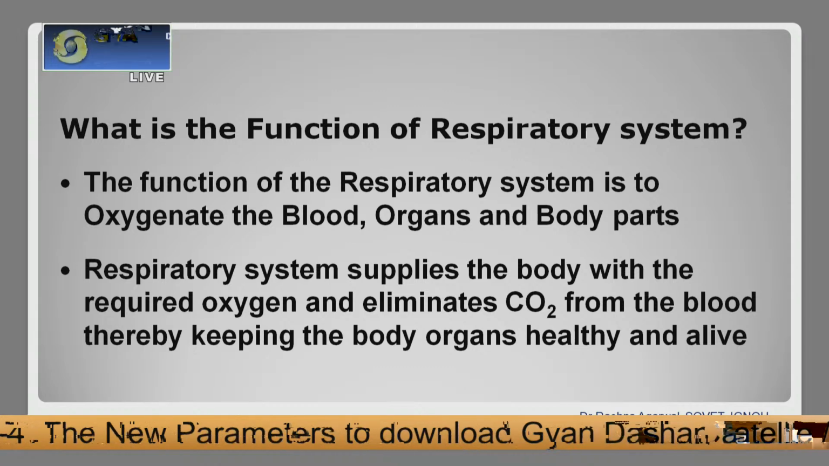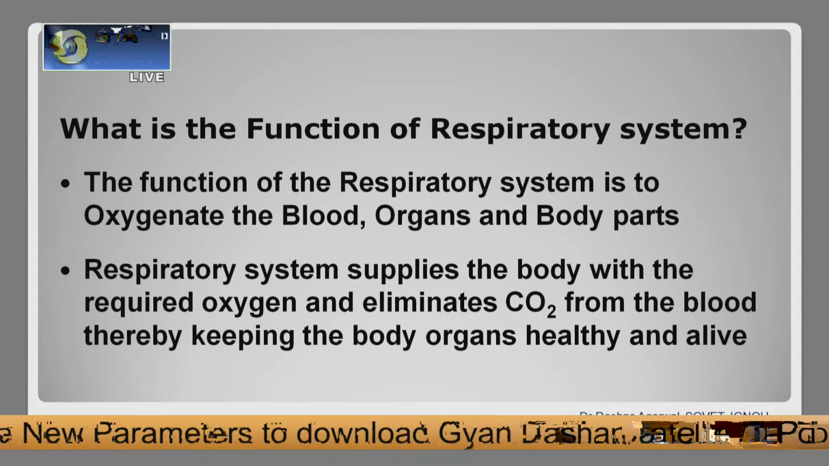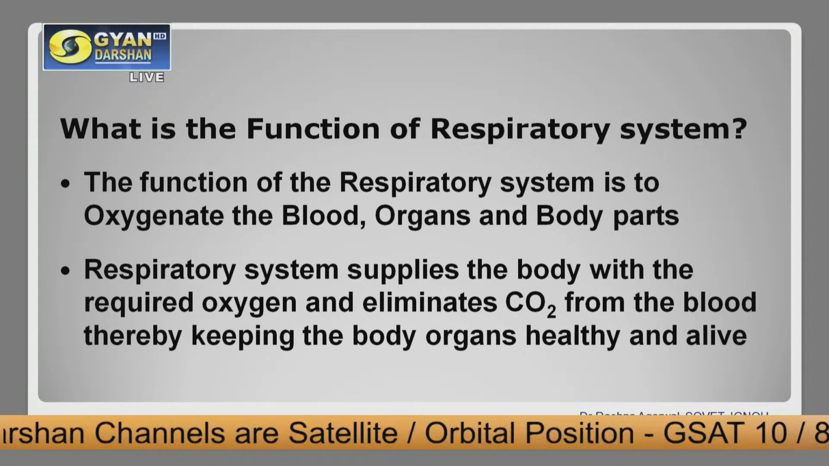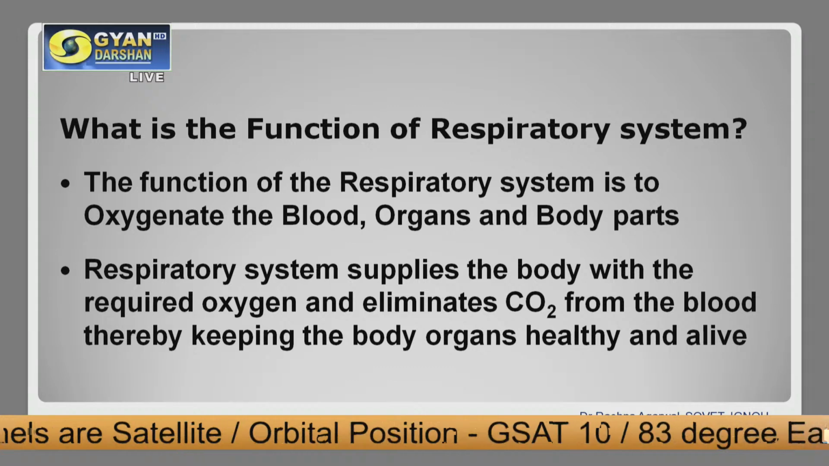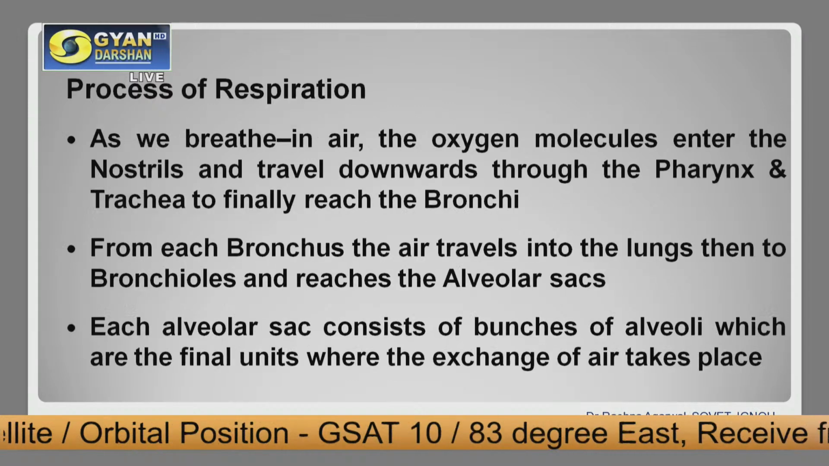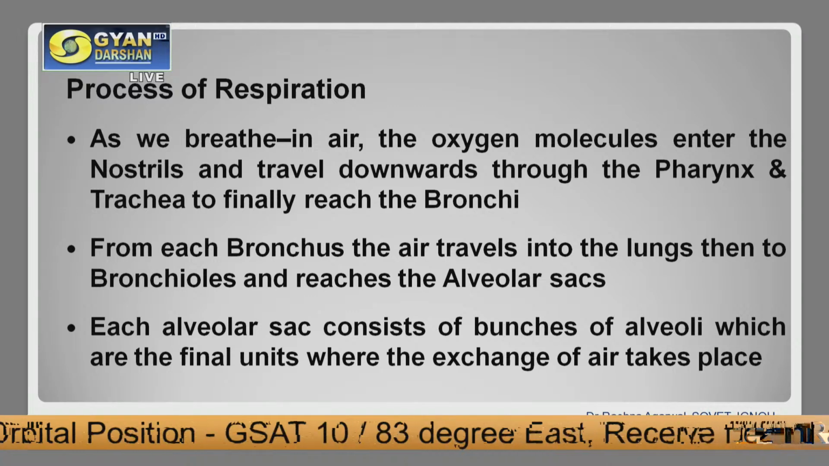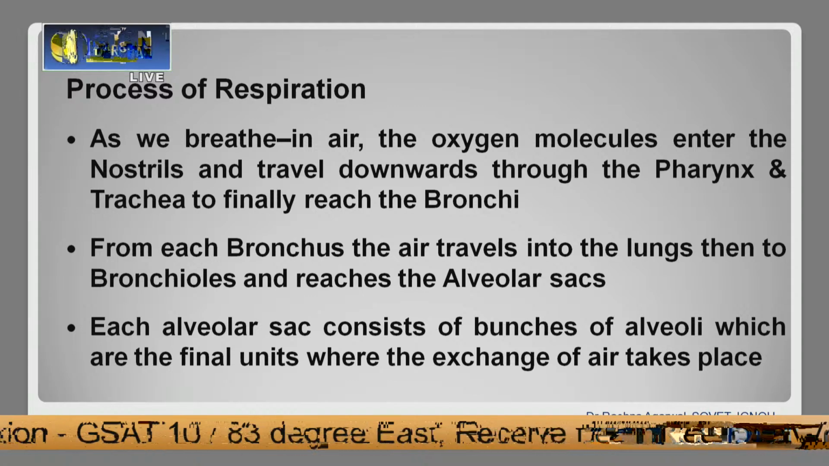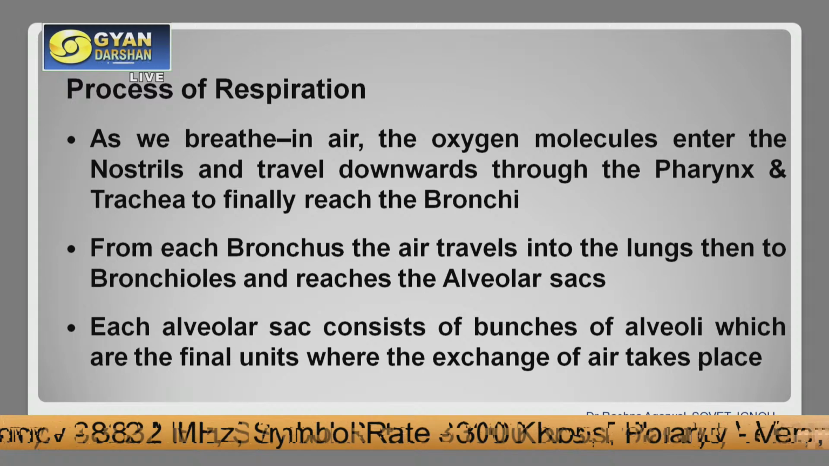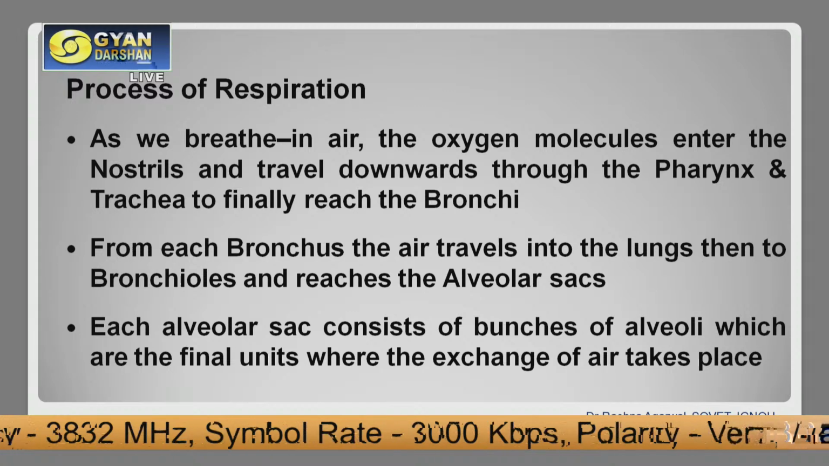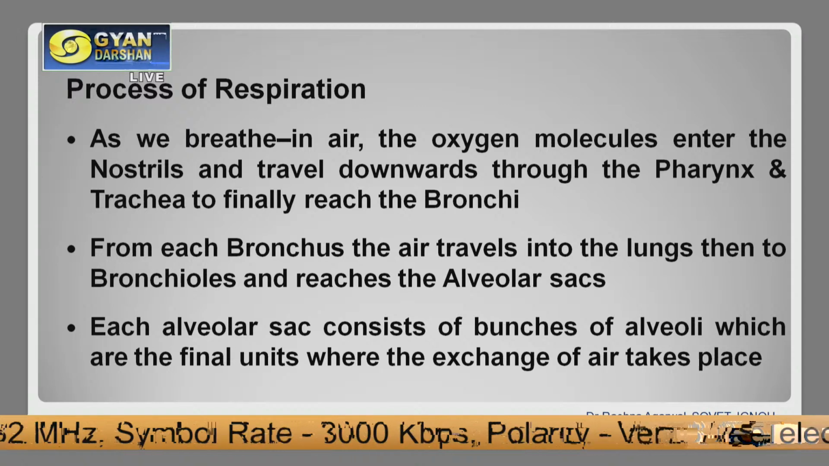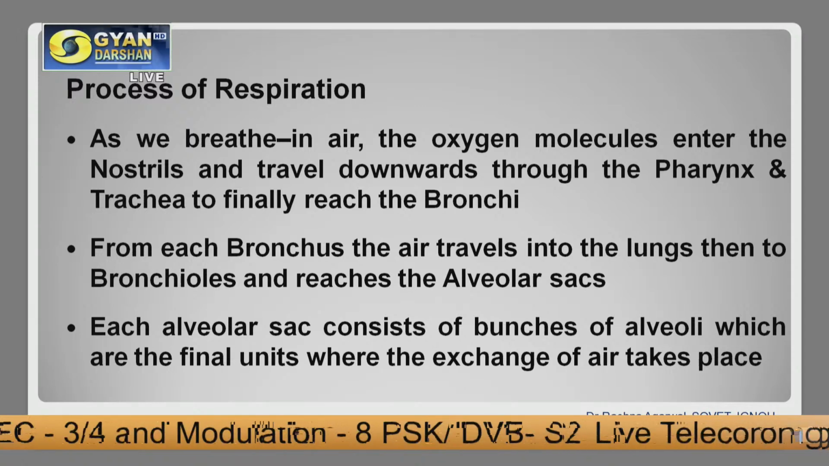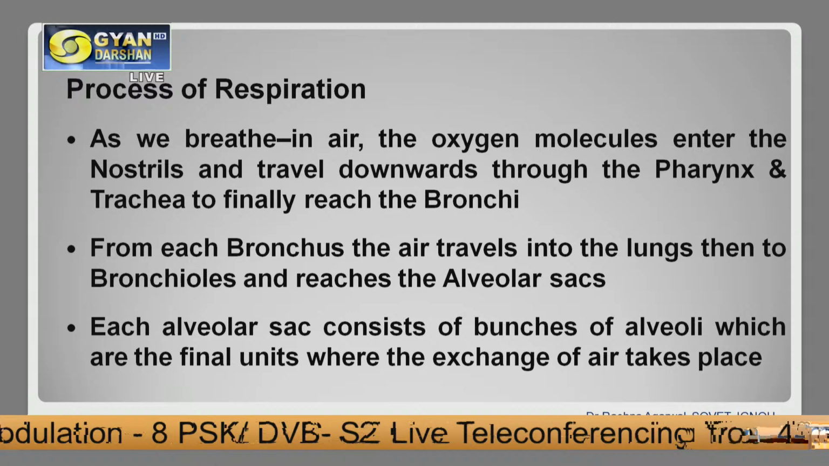The respiratory system supplies the body with the required oxygen and eliminates carbon dioxide from the blood, as I've told, thereby keeping the body organs healthy and alive. Now, if we see the process of respiration, as we breathe in, the air or the oxygen molecules enter the nostrils and travel downwards from the pharynx and trachea to finally reach the bronchi. Now, from each bronchus, the air travels into the lungs, then to the bronchioles, and then reaches the alveolar sacs.